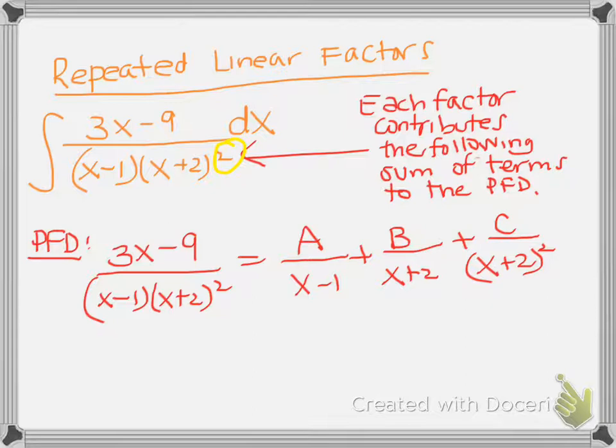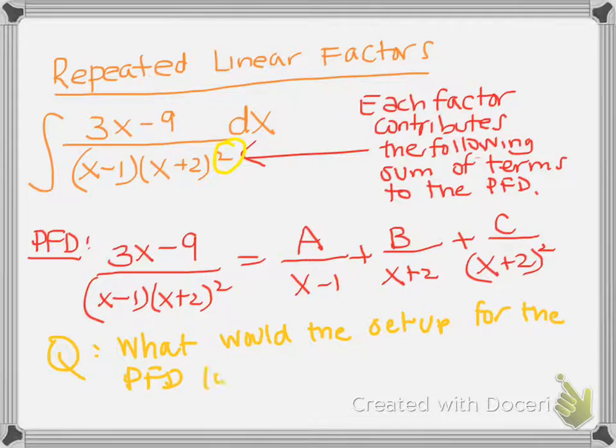So if I had, oh, here's my second question. I don't like that color, it's too bright. I don't know if that's any better. Question: what would the setup for the PFD look like if we had 2x plus 7 over x times x plus 2 cubed times x plus 1 squared?